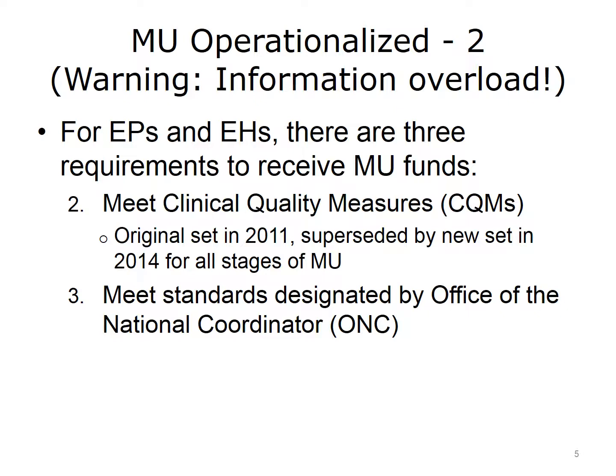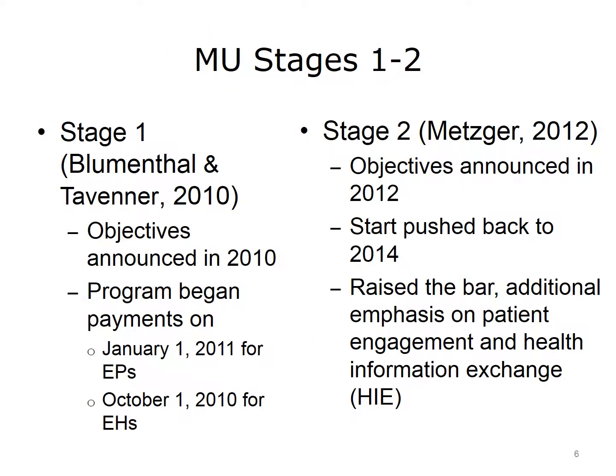The third requirement for qualifying to receive Meaningful Use reimbursement funds was meeting standards designated by ONC via Certified Electronic Health Records. The original Stages 1 and 2 were announced in 2010 and 2012, respectively. The program started making payments for Stage 1 in October 2010 for eligible hospitals and in January 2011 for eligible professionals. Stage 2 was delayed a year from its original start date and began in 2014.